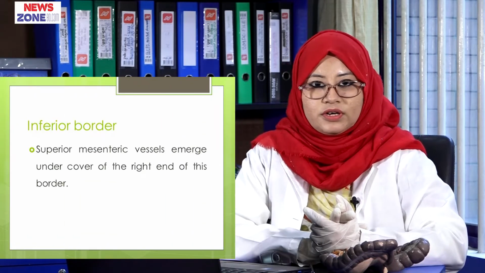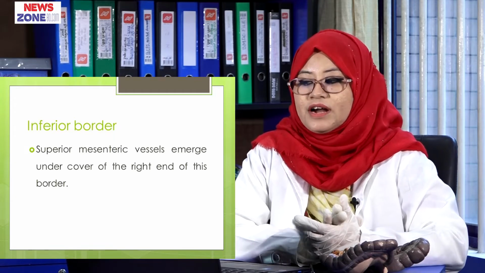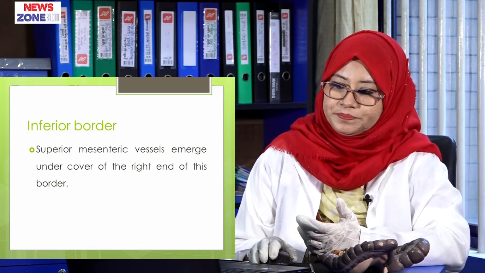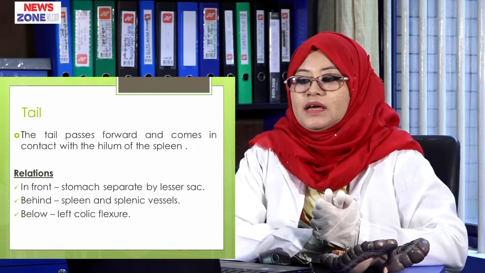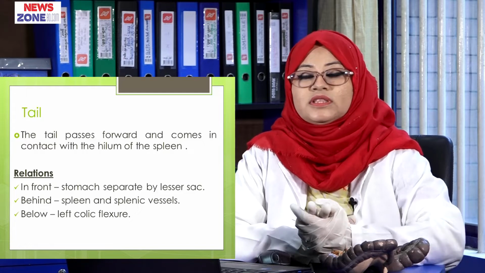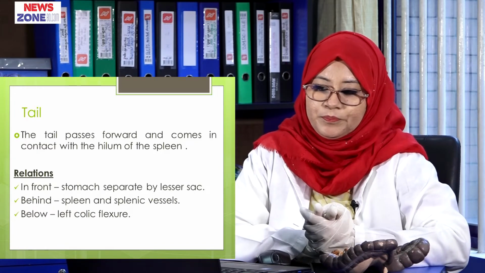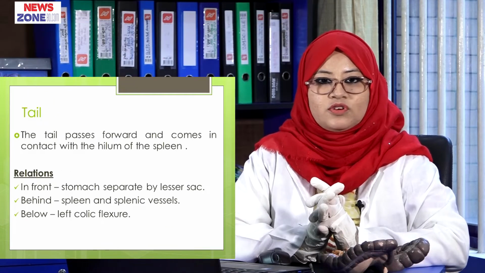Now inferior border. Superior mesenteric vessels emerge under cover of the right end of this border. Now tail. The tail passes forwards and comes in contact with the hilum of the spleen. It is related in front with the stomach separated by lesser sac, behind by the spleen and splenic vessels, and below it is related with the left colic flexure.